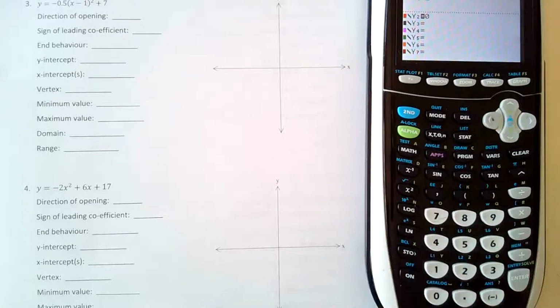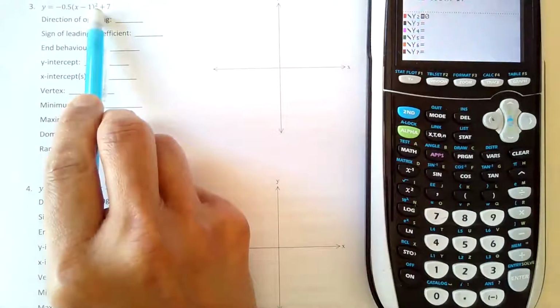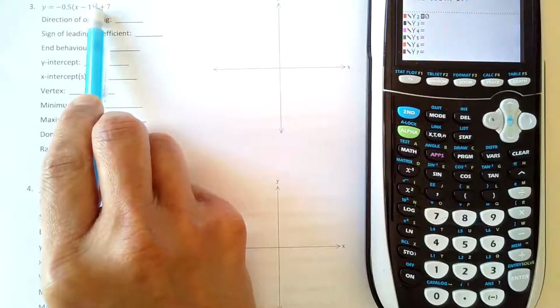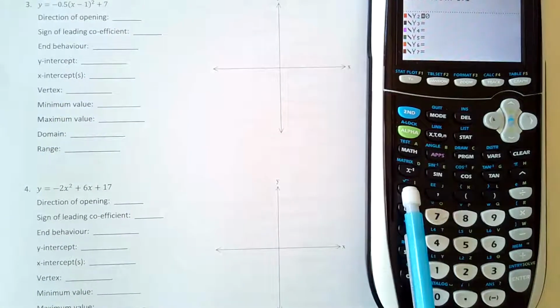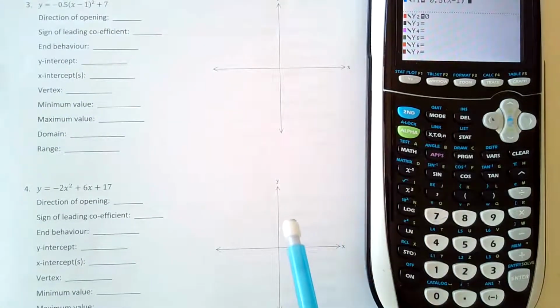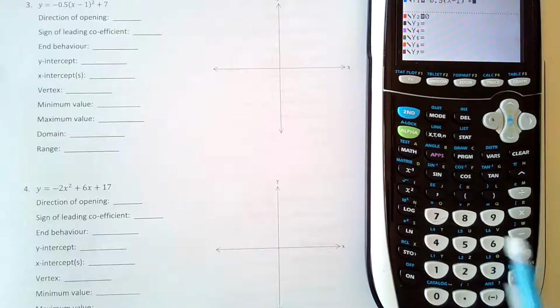Okay, press your negative button down here, negative 0.5, open bracket, x minus 1, close bracket. And this is where you need to indicate your square. So you can press this button here, it automatically goes to the power 2, plus 7. That's all you have to do.